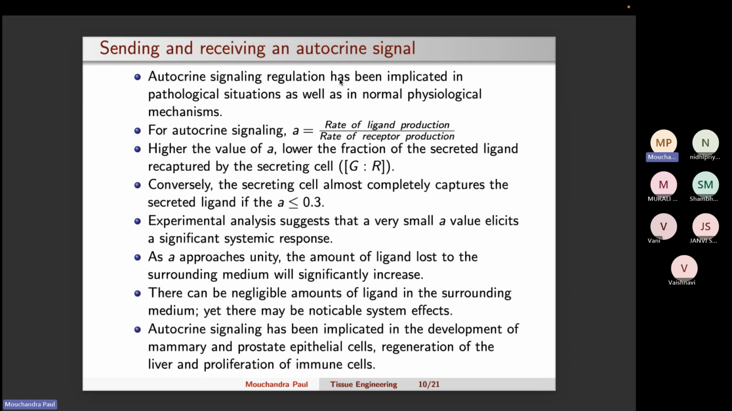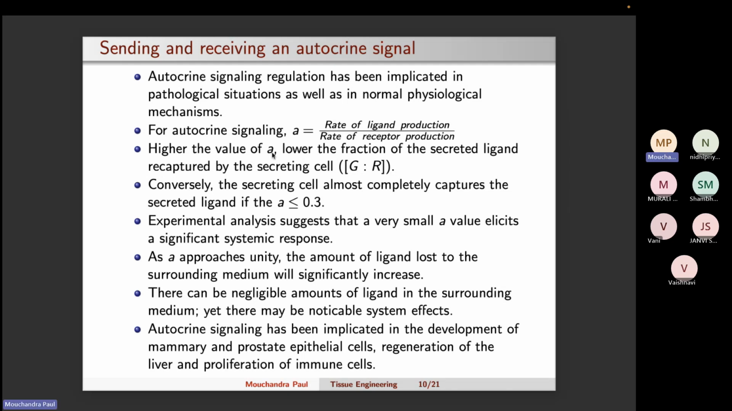Autocrine signaling regulation has been implicated in pathological situations as well as in normal physiological mechanisms. So it happens both in normal conditions as well as in diseased conditions. For autocrine signaling, let's assume a ratio called A. A is nothing but the ratio of the rate of ligand production to the rate of receptor production. That is, the rate of ligand production per unit time by the cell divided by receptor production per unit time by the cell. When you take the ratio, you get a value, and let's say that value is A.